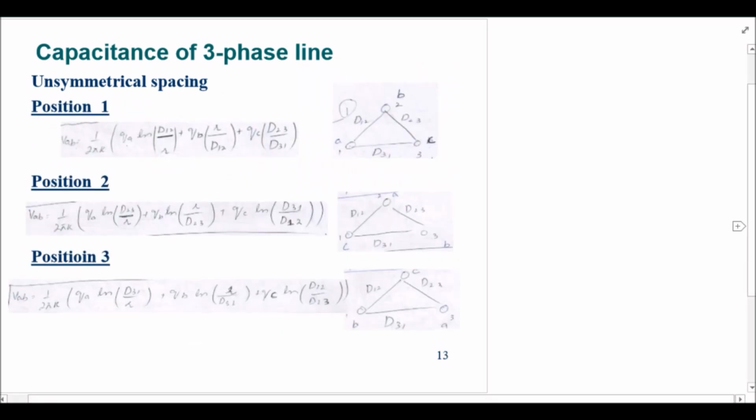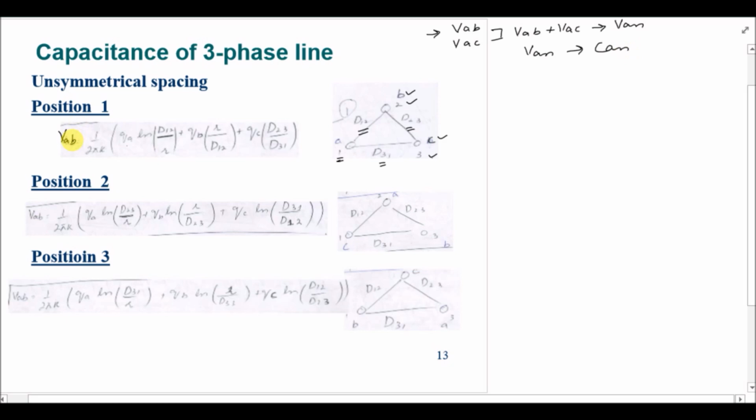Starting from the basic formula for position number 1, we have conductor A placed at position number 1, conductor B at position number 2 and conductor C at position number 3, and respectively the distances are defined between the conductors. First we have to find VAB. The method will remain the same. We will find VAB first, then VAC, then we will add VAB and VAC. That will give you VAN, and from VAN we will calculate capacitance CAN.